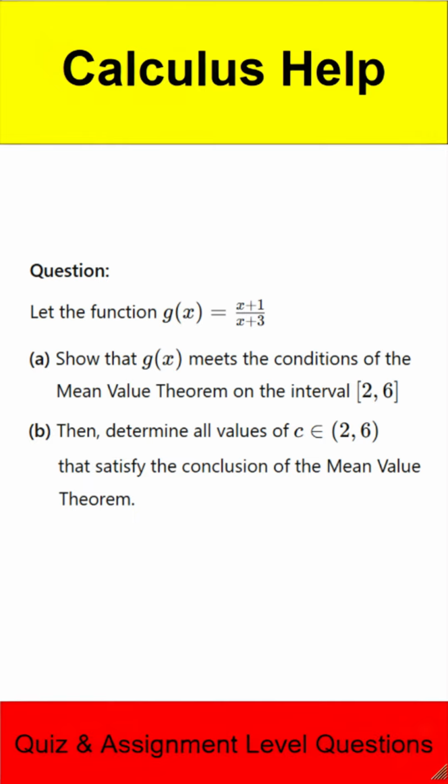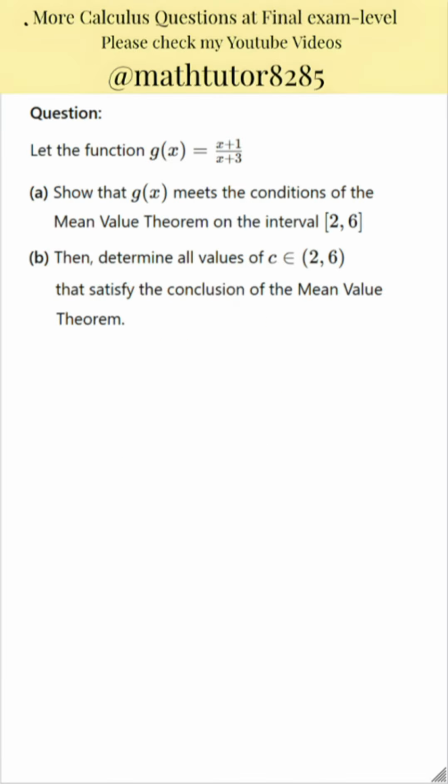This question is to use the mean value theorem. Let the function g of x be equal to x plus 1 divided by x plus 3. Part A. Show that the function g of x satisfies the conditions required by the mean value theorem on the interval from 2 to 6. Part B. Then, find all values of c between 2 and 6 that satisfy the conclusion of the mean value theorem.